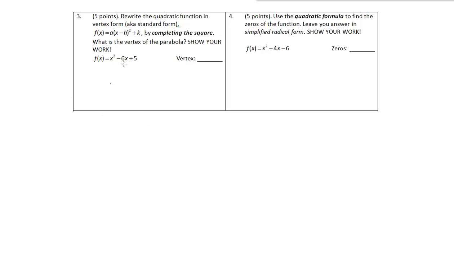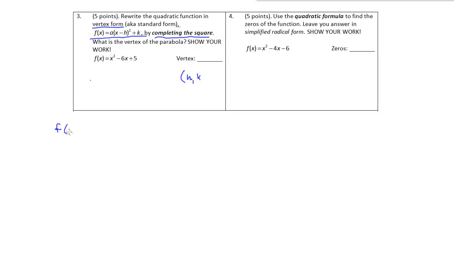This is looking at problems 3 and 4 on the group study session. Problem 3, we have to rewrite this quadratic function in standard and vertex form. Vertex form looks like this, where the vertex is at (h, k). Well, how do we do that? It says we use complete the square. So down here, let's rewrite this function.